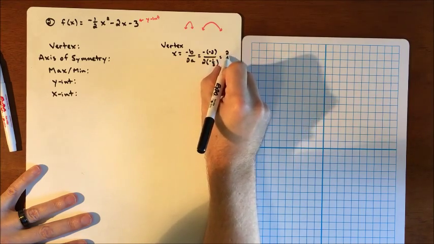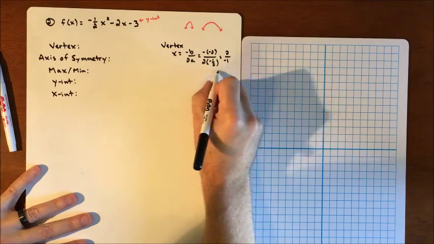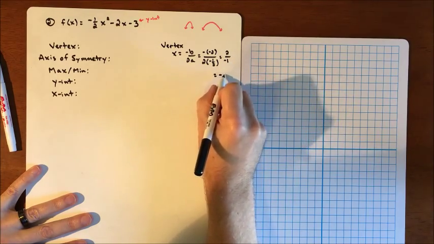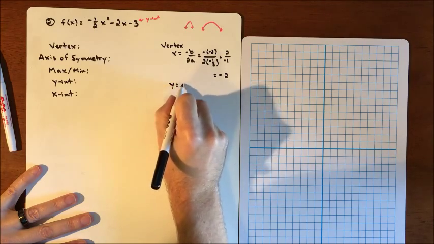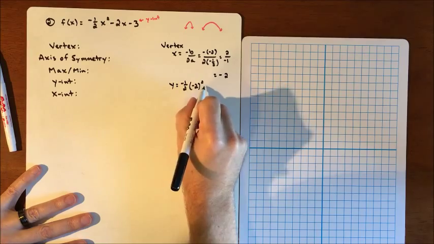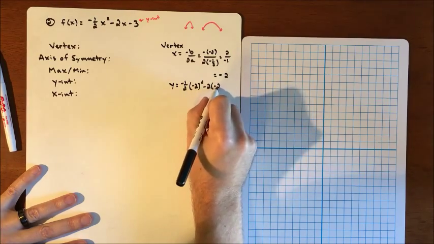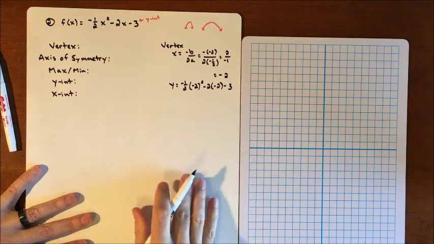So that's going to be a 2. Half of 2 is 1 times a negative is a negative, so that's going to equal a negative 2. Our y value is going to be a negative 1/2 times negative 2 squared minus 2 times negative 2 minus 3. So we plug in our x value into our original.